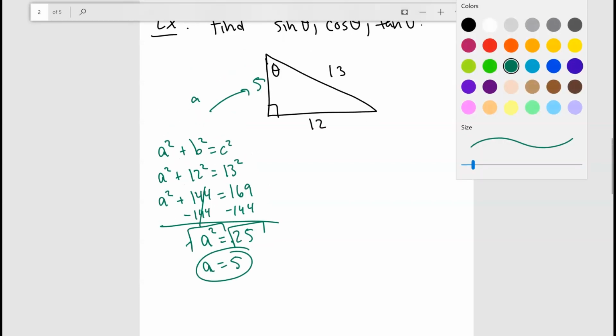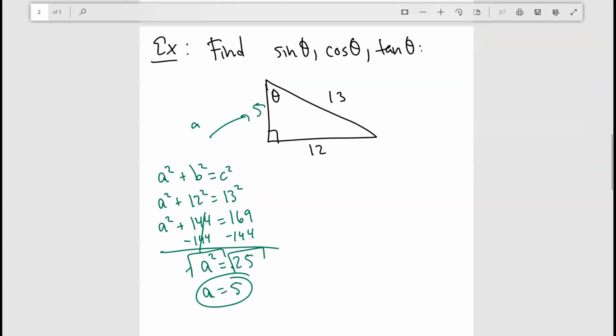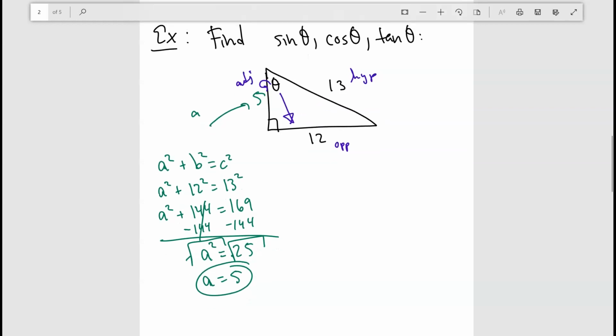All right, now we have to be very careful because our adjacent and our opposite are very different. This is still the hypotenuse. The 13 is still the hypotenuse. It's still the largest number. Now the opposite is going to be whatever's opposite of theta. So theta is here. So now this one is going to be my opposite. And this 5 is going to be next to it, which is going to be my adjacent. So those have switched already. Okay, so be very careful.